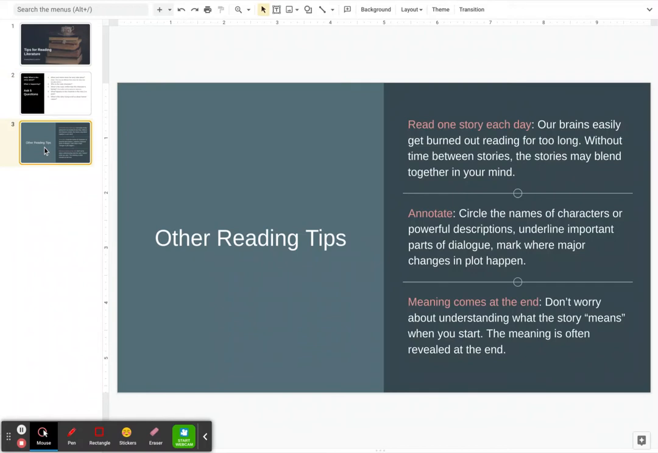And then some other reading tips. Read one story each day. Our brains easily get burned out reading for too long, and without time between stories, the stories may blend together in our mind. And then annotate.